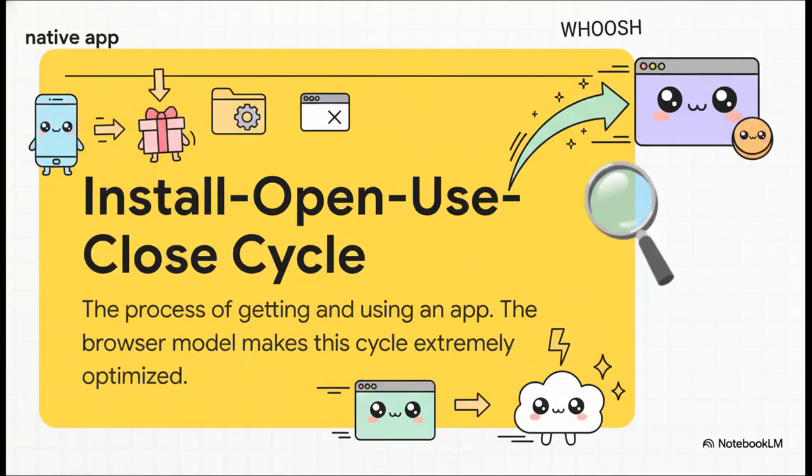So the whole argument really hinges on this idea called the install, open, use, close cycle. Now think about it. When you want a new app on your computer or phone, what do you have to do? You have to go to an app store, you find it, you download it, you install it, you wait. It's this whole process, right? But with a browser, you just click a link and bam, it's running. That's it. It's insanely fast. And that speed, that's everything for this side of the argument.